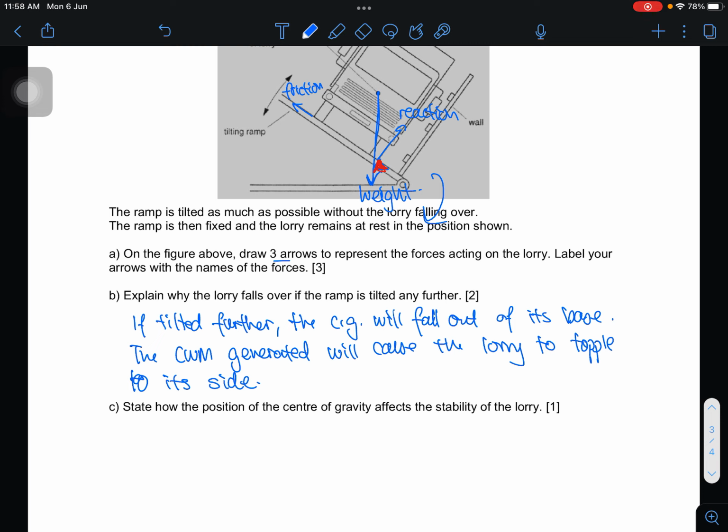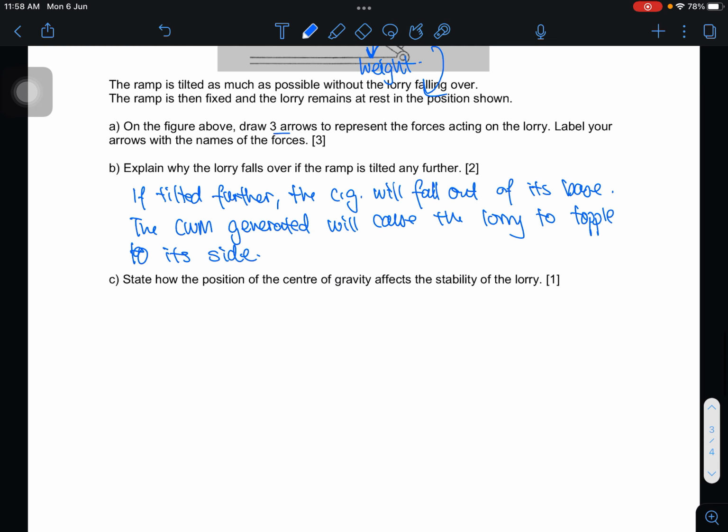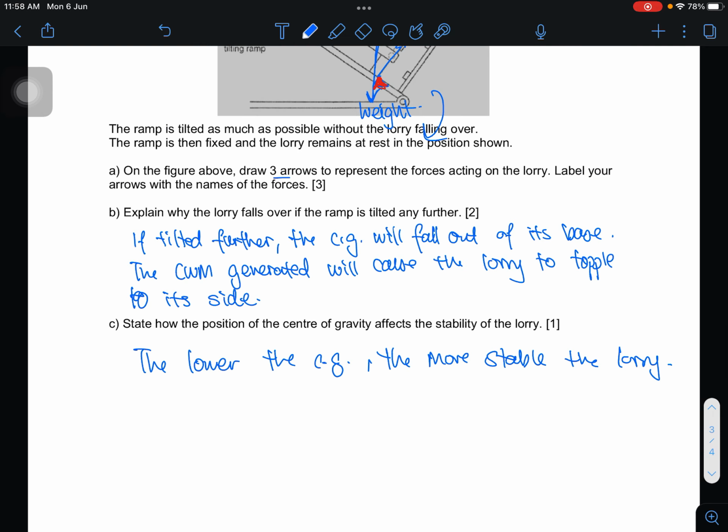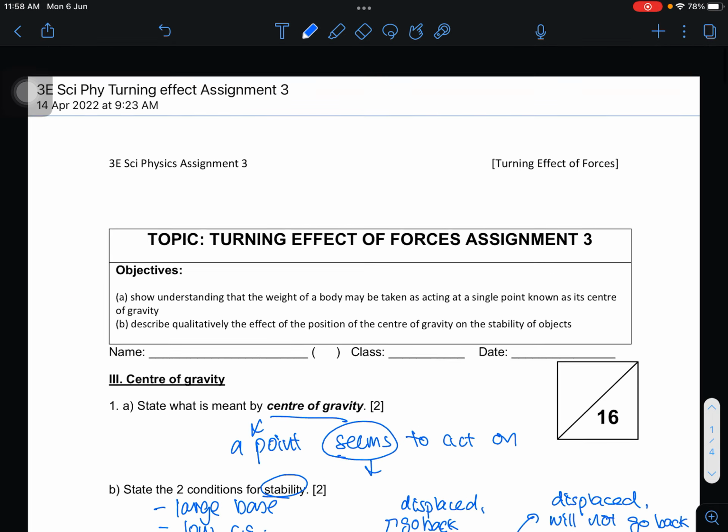C, state how the position of the center of gravity affects the stability of the lorry. So this is a relationship question. How the position of the CG. The lower the CG, the more stable the lorry. You can also state the relationship from the other angle. The higher the CG, the less stable the lorry. And that is it for this assignment.